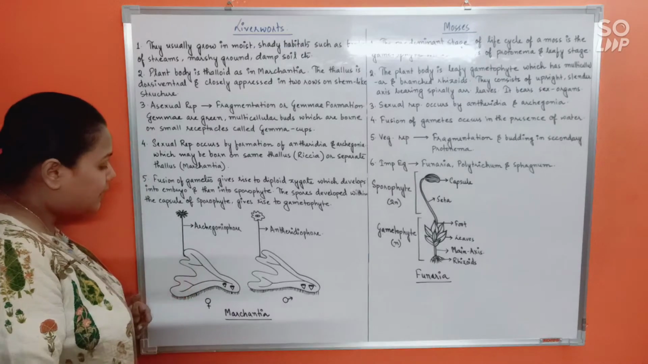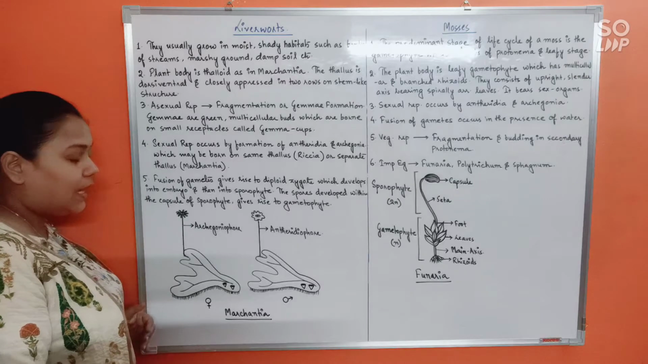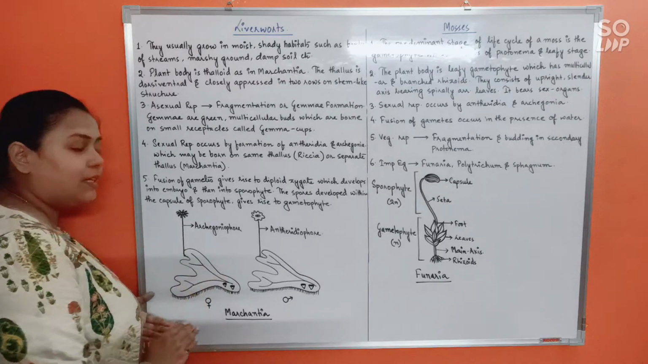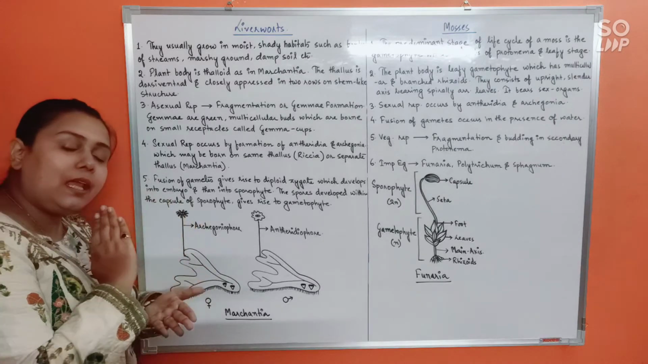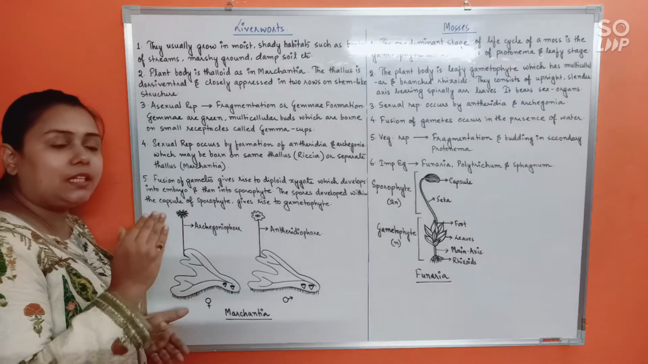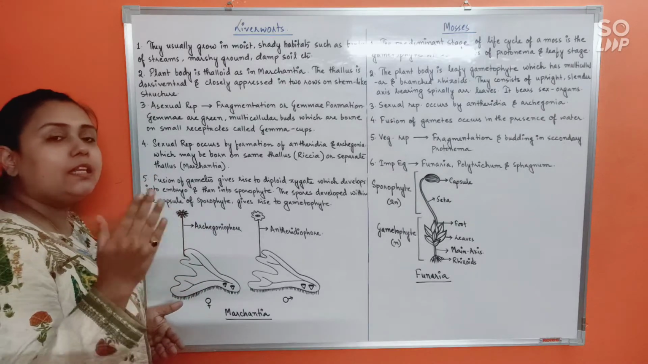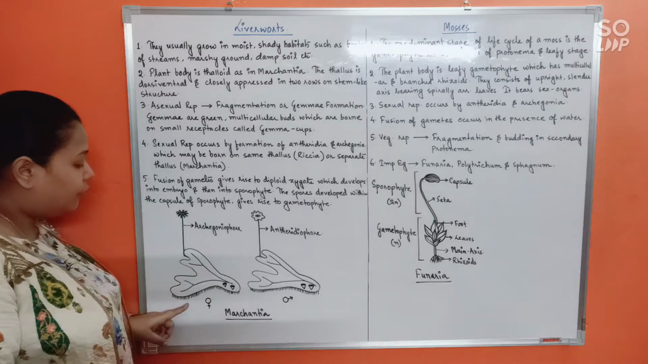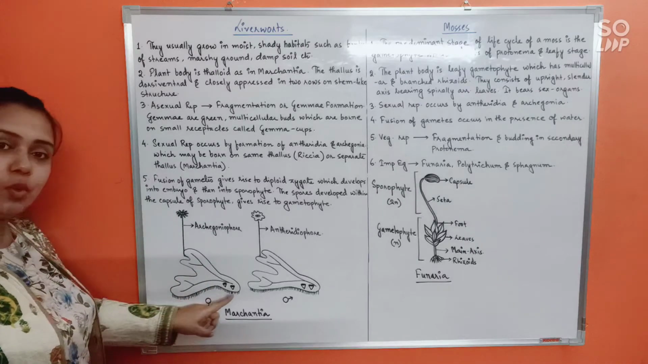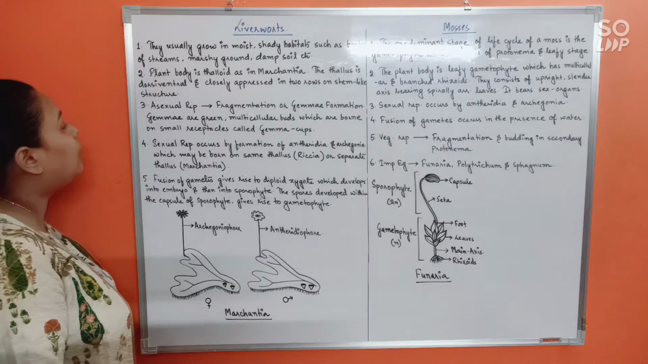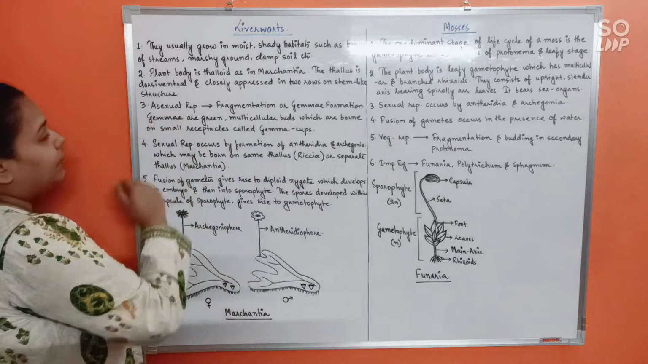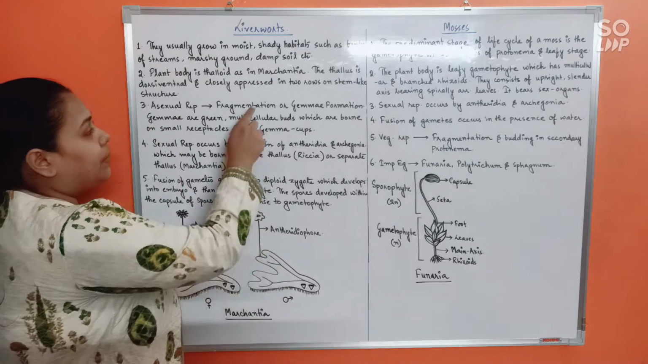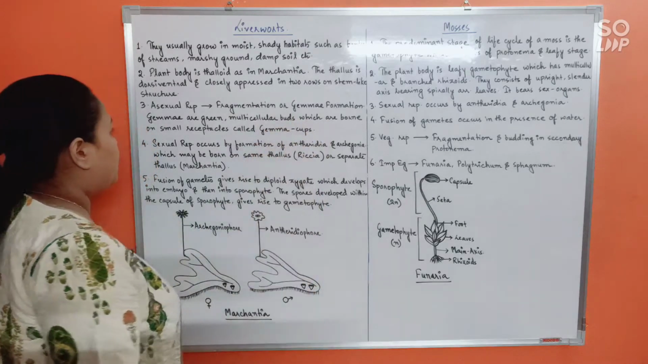Now basically what happens in case of Marchantia, the whole thallus is going to remain completely appressed with the soil. It is not going to show any height. It is going to remain completely attached to the ground by the help of unicellular unbranched rhizoids. Now, asexual reproduction would be occurring by fragmentation and gemma formation.